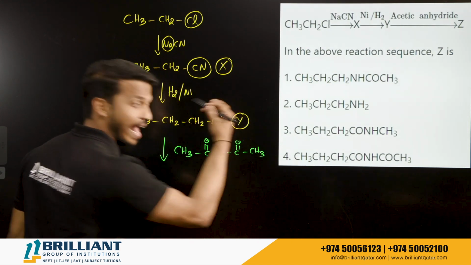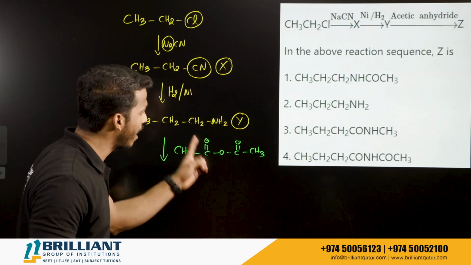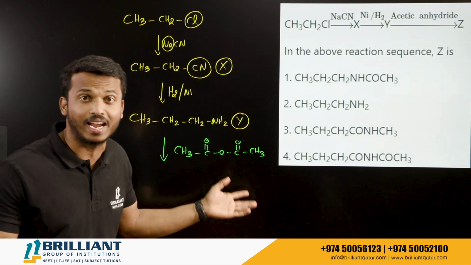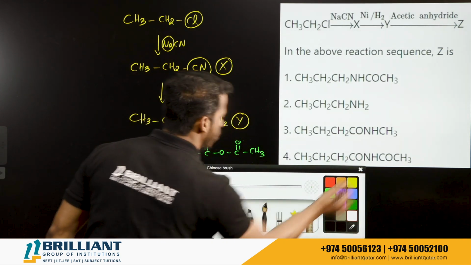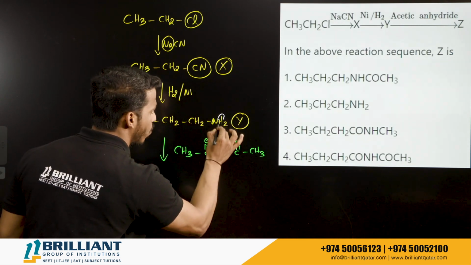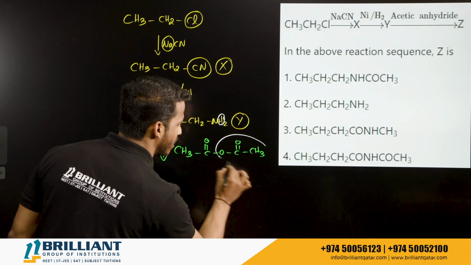CH3COOCOCH3. This is called what? Acetic anhydride. Very simple reaction between this amine and acetic anhydride. Acetylation, right? Acetylation. What you have to do here? Just remove from your amine, take one hydrogen. From your acetic anhydride, take CH3COO.